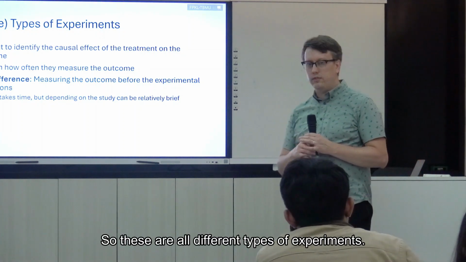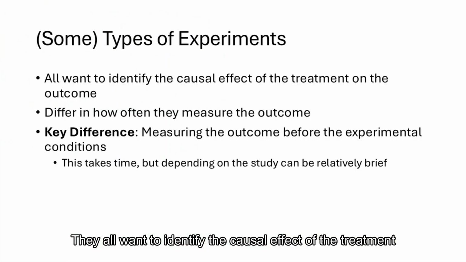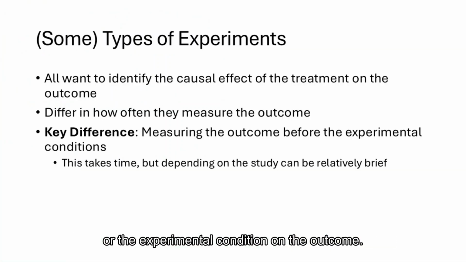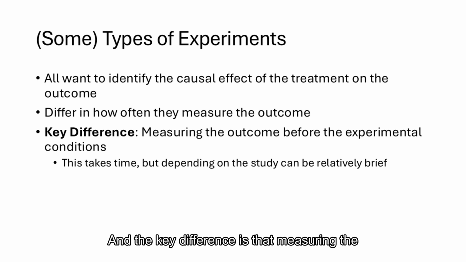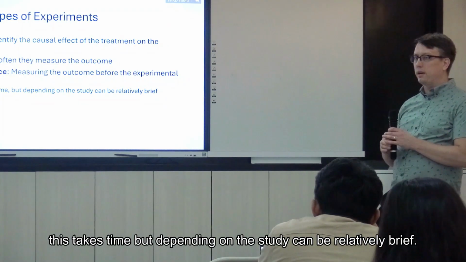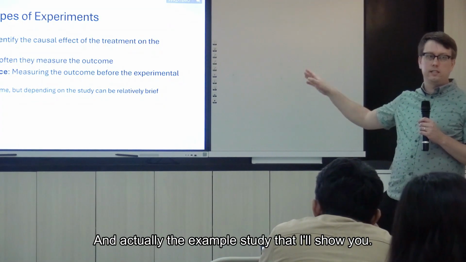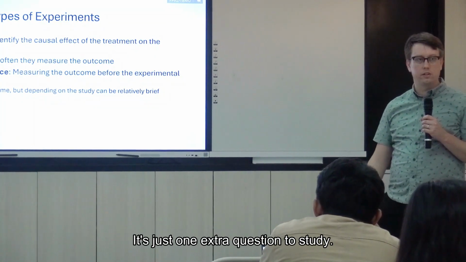So these are all different types of experiments. They all want to identify the causal effect of the treatment or the experimental condition on the outcome. They just differ in how often they measure this outcome, basically. And the key difference is measuring the outcome before the experimental conditions. This takes time, but depending on the study, it can be relatively brief. And actually, in the example study that I'll show you, it's just one extra question.